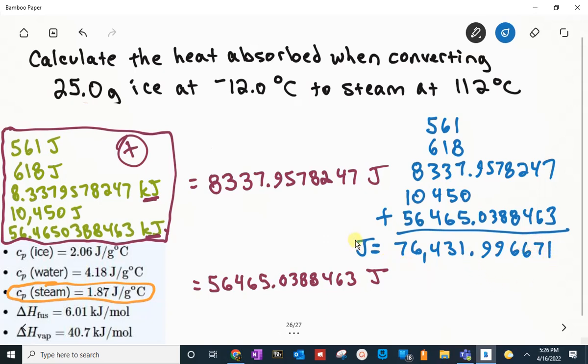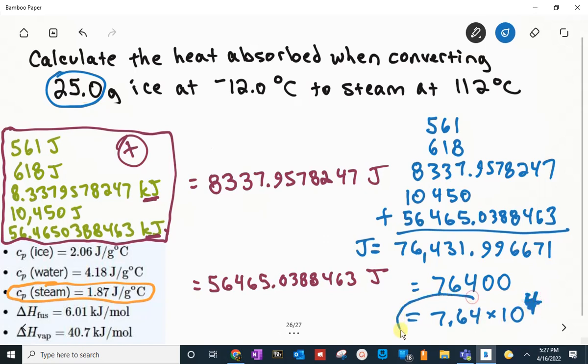That's going to give us 76,431.996671. And if we look at our original problem, we have three significant figures here. So we can round this to 3 sig figs, which would be 76,400, or you could also write it as 7.64 times 10 to the fourth. And that's going to be in joules.